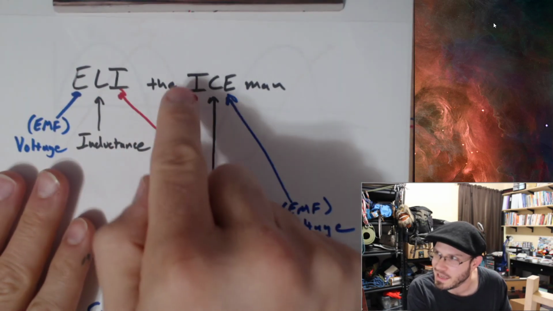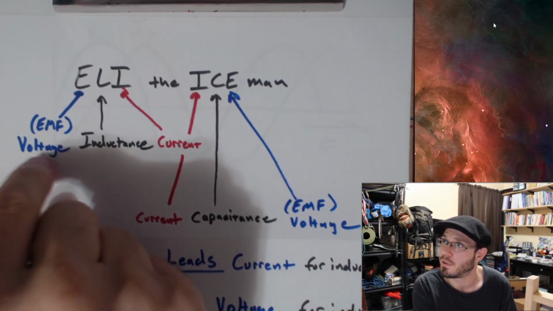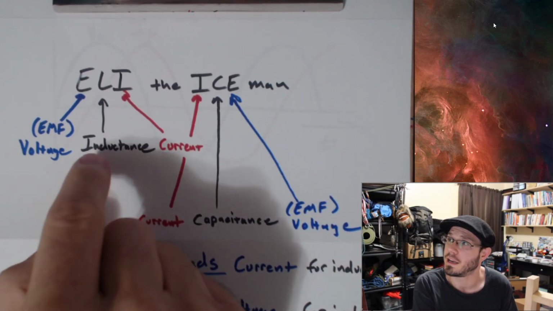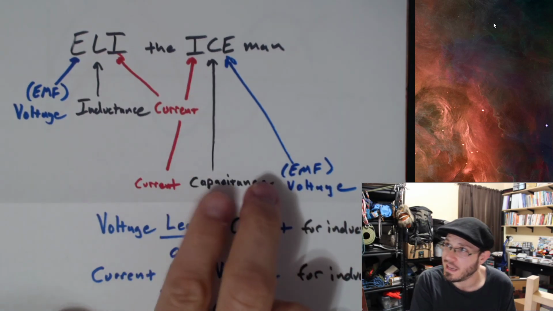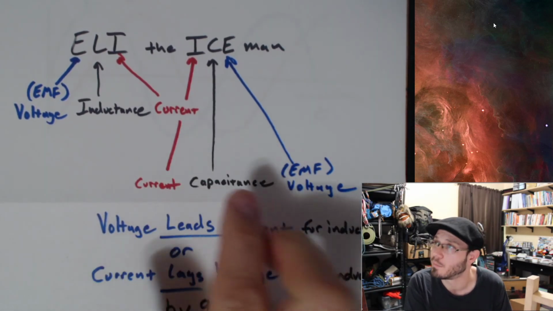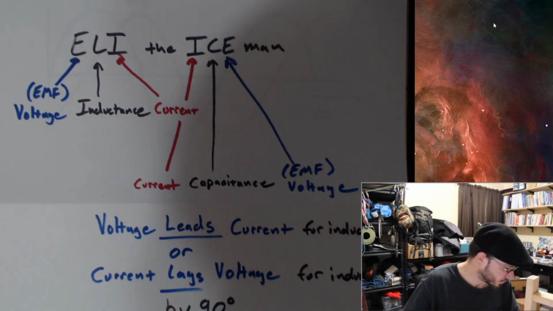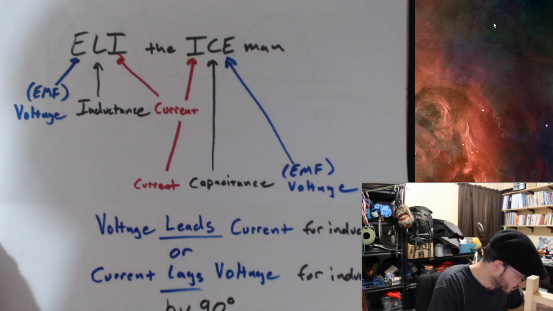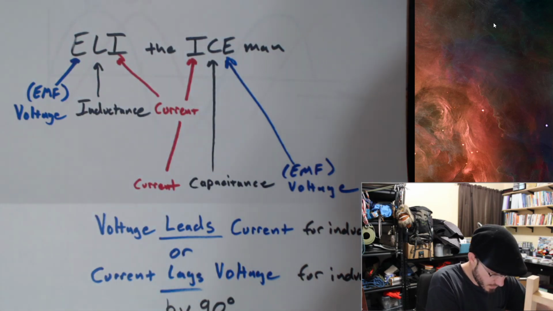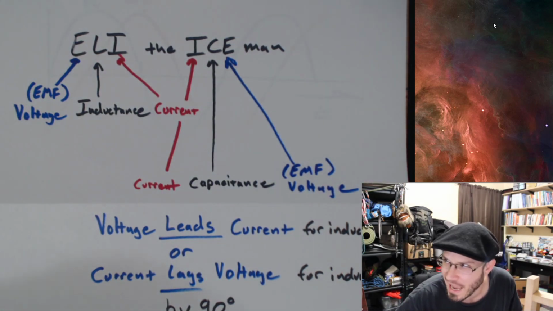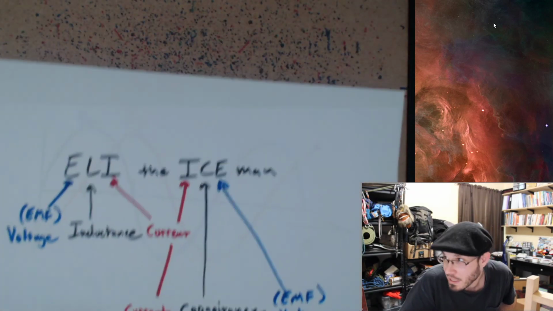So this mnemonic device ends up being actually quite useful because it lets us remember that the voltage comes before the current for an inductor, and also for a capacitor, it's the opposite. The current actually happens before the voltage, or the current leads the voltage. Now, using a phasor diagram makes this a little more clear to visualize, understand, and actually use.